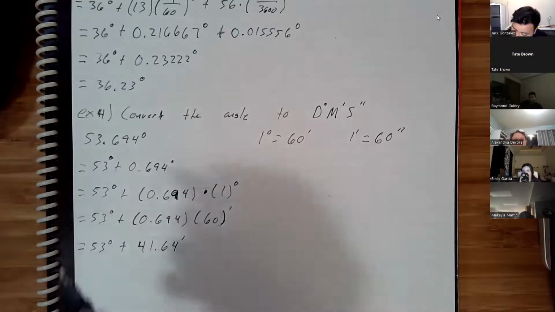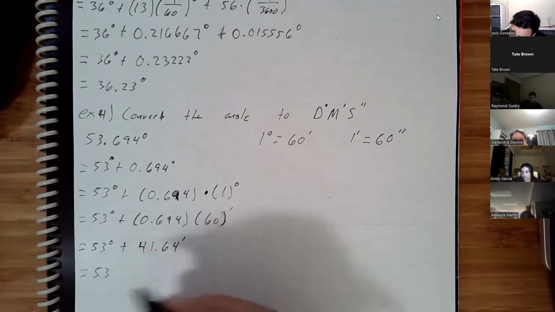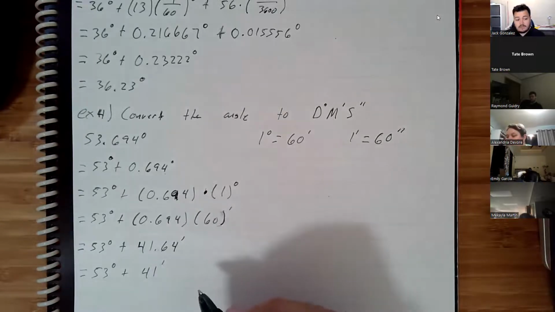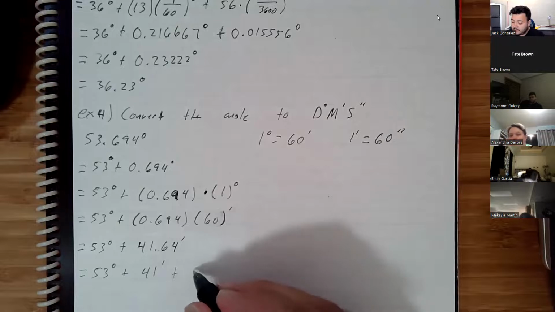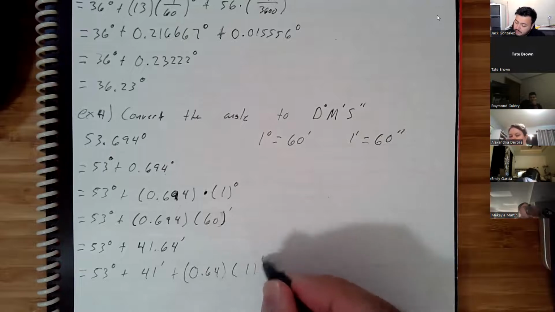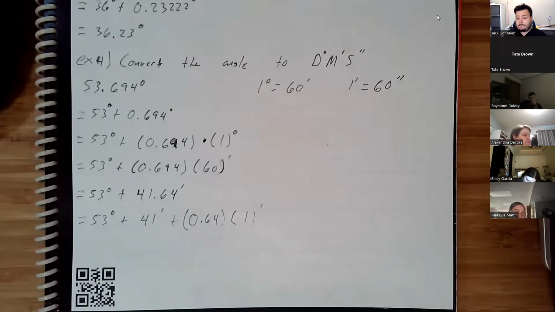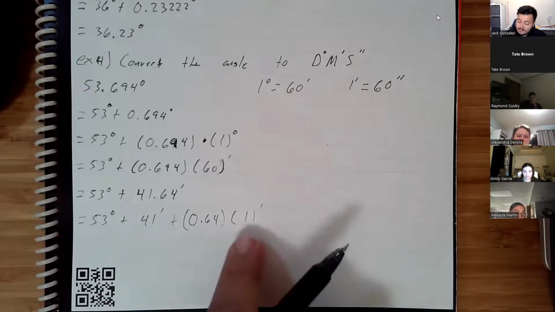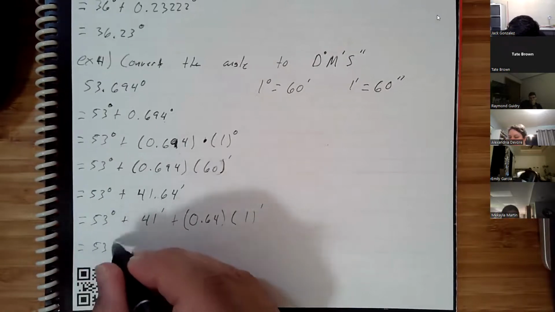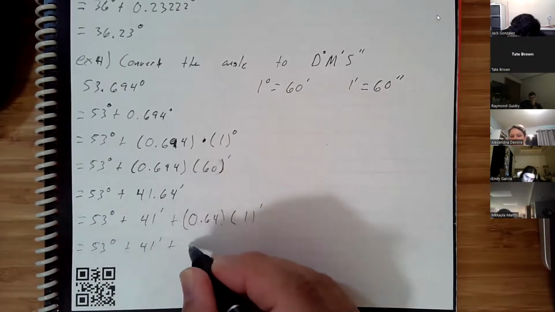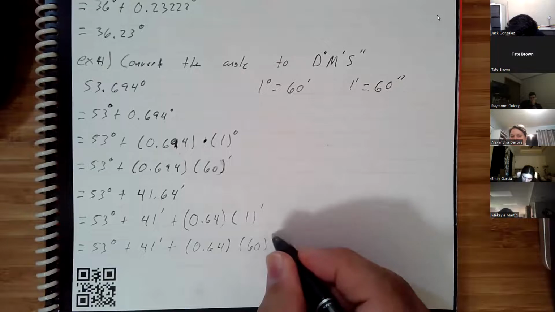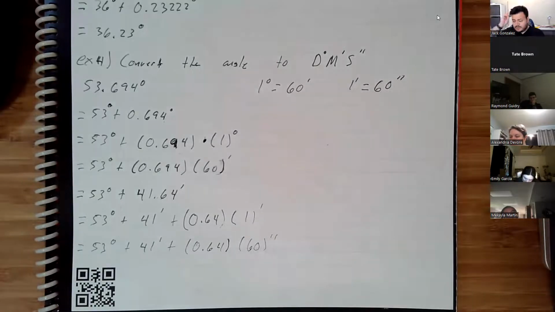But let's do that. So now what you're going to do is ignore the whole number, right? That minutes right there, and deal with the 0.64. So this is going to be 0.64, and just like before, times 1 minute. Okay. So this becomes 60 seconds. Okay, so what is 60 times 0.64?